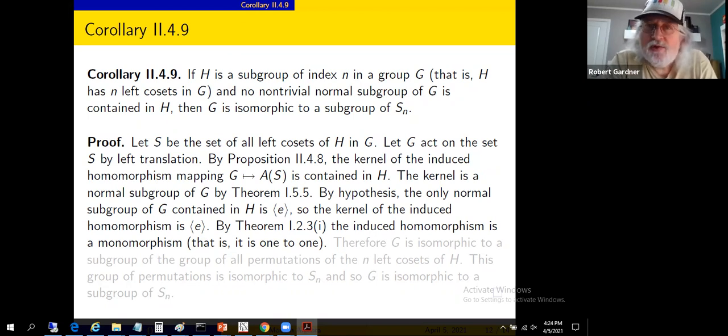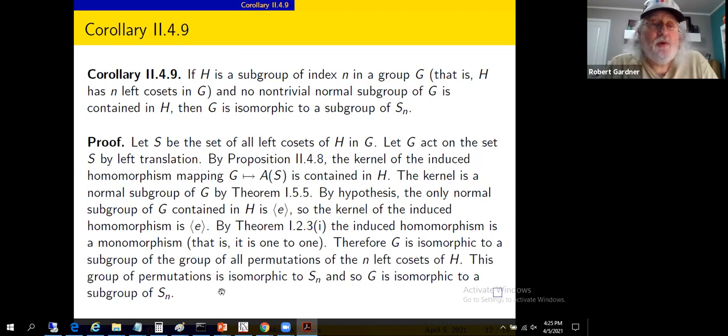But wait, when kernels of homomorphisms are trivial, those homomorphisms are one-to-one. Theorem 1.2.3, something we saw early on. So we've established that the induced homomorphism must be one-to-one as well. So it's a one-to-one homomorphism. It's a monomorphism. How are we doing? We're trying to show G is isomorphic to a subgroup of S sub n. Well, we got ourselves an isomorphism here. We've got a one-to-one homomorphism mapping this into that, okay, well, it'll be onto whatever its image is.